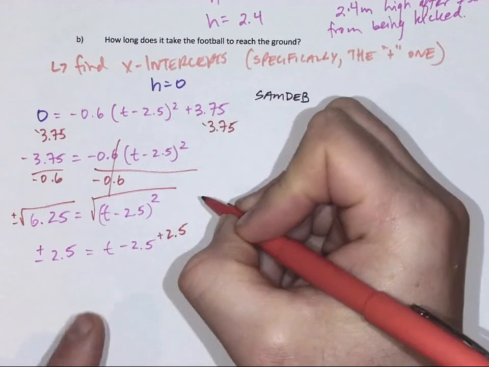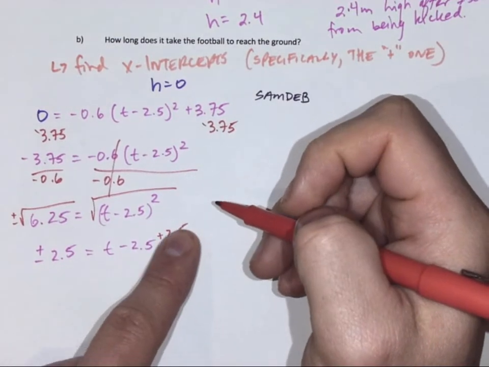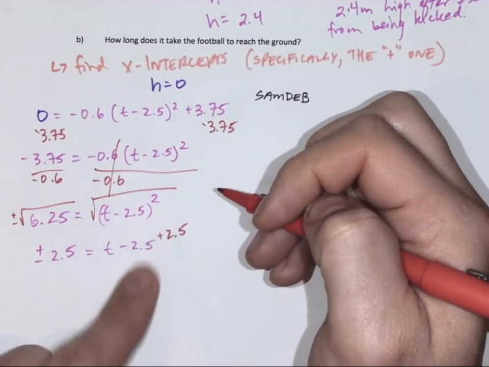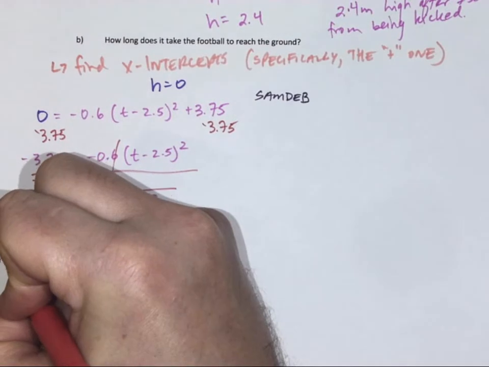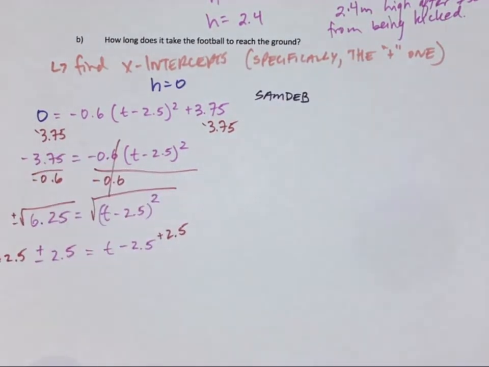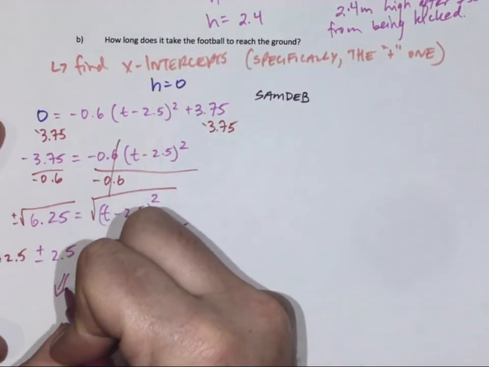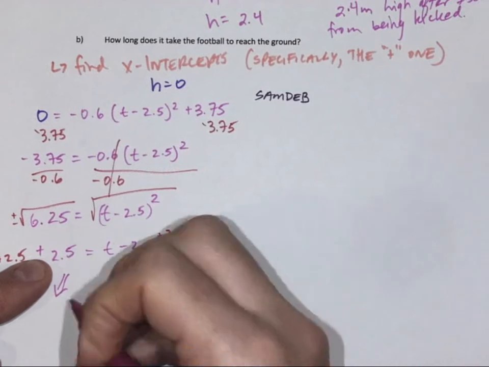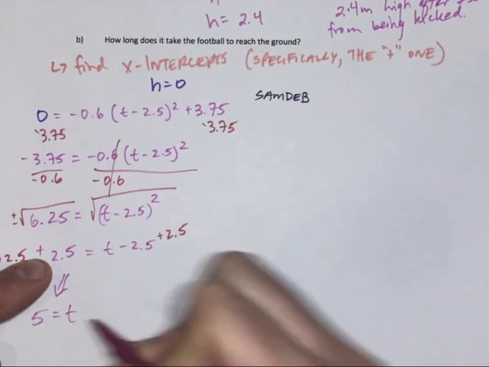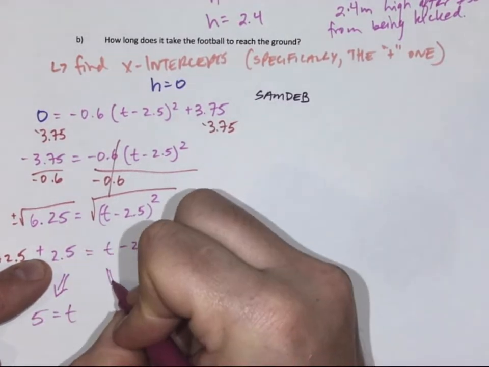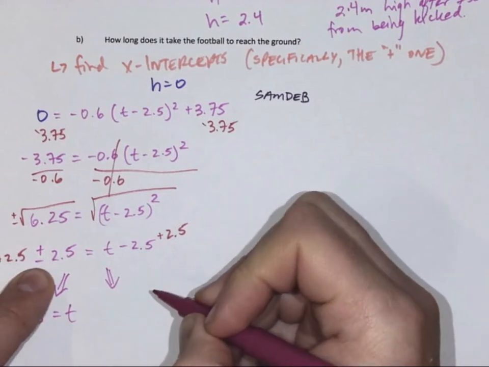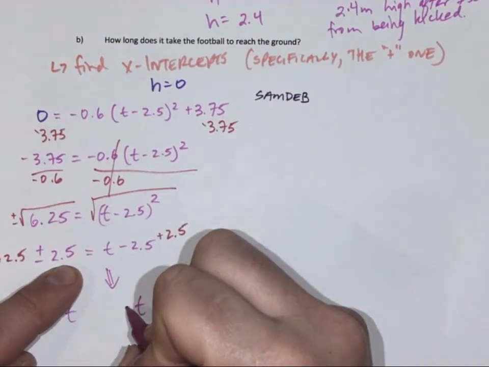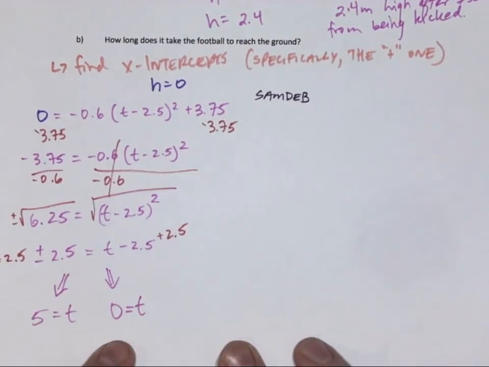To isolate my unknown, I'm going to add 2.5 to this side, so that equals 0. So my two answers: 2.5 plus 2.5, which is 5, or 2.5 minus 2.5, which is 0. So I was correct in my assumption that the football was kicked from the ground.